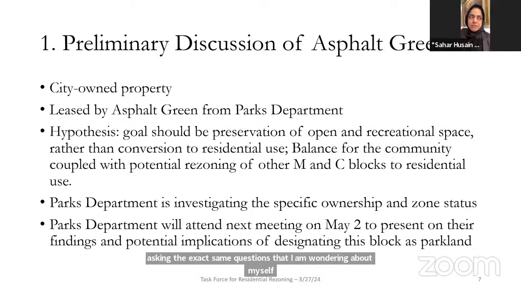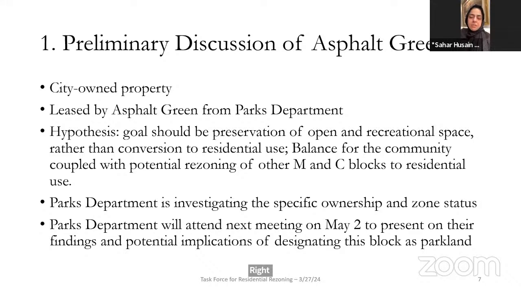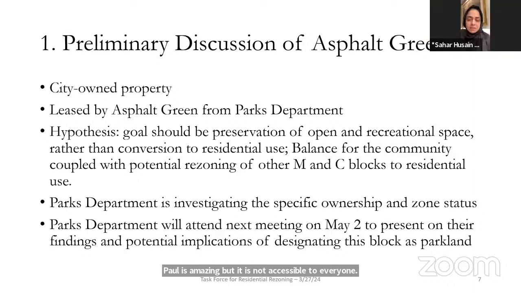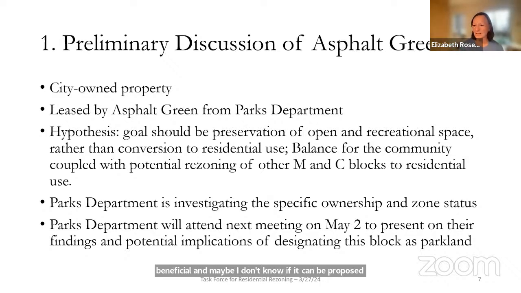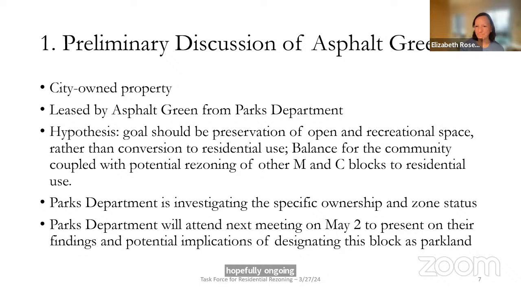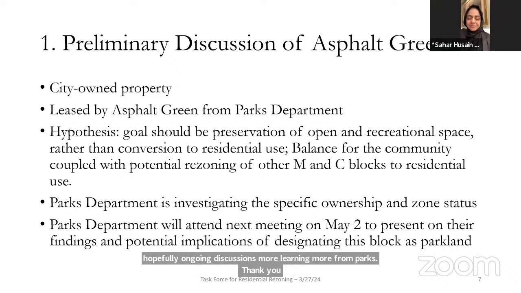Right. I was just wondering if that could also entail making a little bit more green space or more public use space within Asphalt Green. As I was just listening to one of our neighbors, he was mentioning that, yes, Asphalt Green is amazing, but it is not accessible to everyone. So maybe having a little more of a hybrid situation would be more beneficial, and I don't know if it can be proposed. That is the purpose of these discussions, and hopefully ongoing discussions, learning more from Parks. Thank you. Okay. Craig.